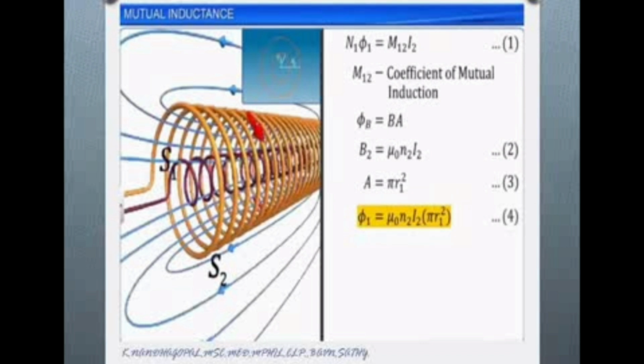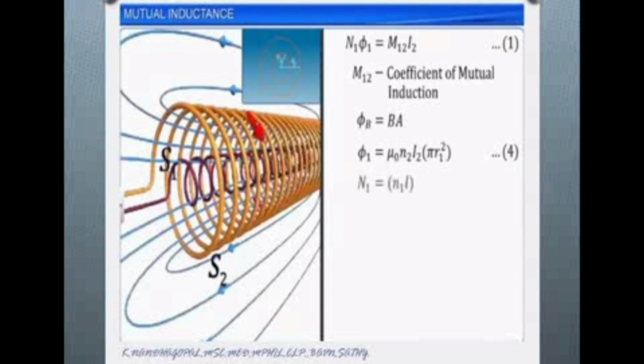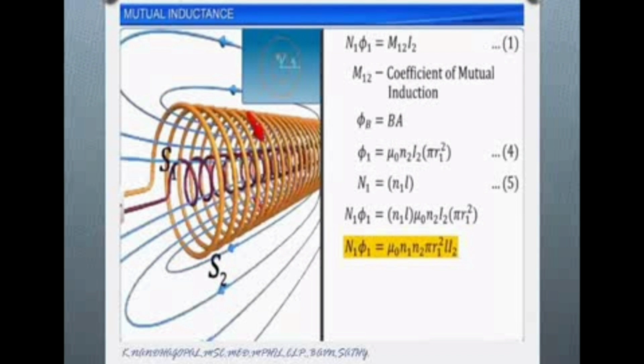So it is the magnetic flux produced by coil 1. That magnetic flux is cut by the secondary coil. N1 equals N1 L1, where N1 is the number of turns per unit length and L1 is the length of the primary coil. So number of turns into length gives the total number of turns of the coil. That's why capital N indicates the total number of turns. Substituting that value, you will get N phi 1 equals N1 L1 mu naught N2 I2 pi R1 square. Simplify that: mu naught N1 N2 pi R1 square L1 I2. I2 is the flow of current.